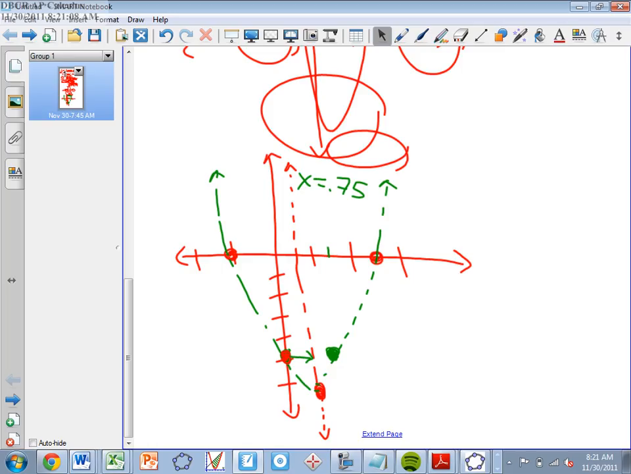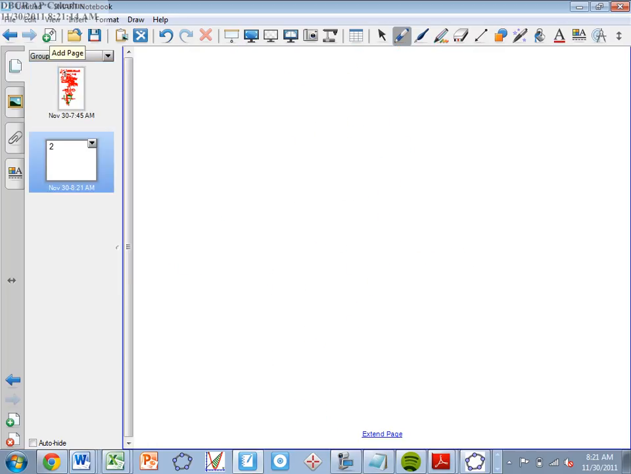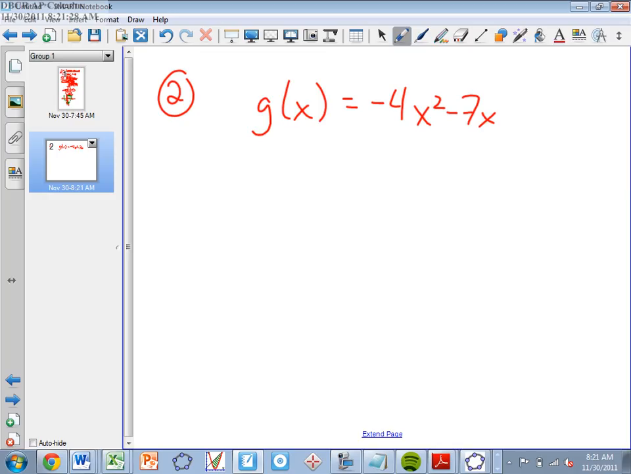Okay. Let's do some more examples. We're going to do these examples a little quicker than that one. So I'm going to quickly go through some of them. Sometimes I might give you the answer for them to show you what we're going to go through. So let's say we have the next function. Let's say number two. We have g of x equals negative 4x squared minus 7x minus 2.